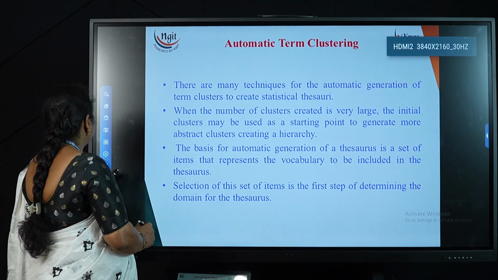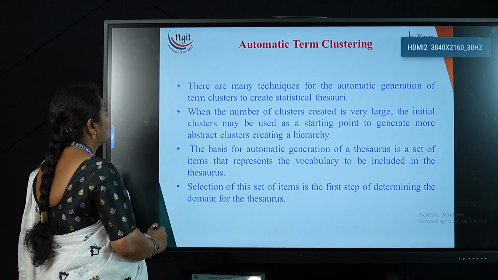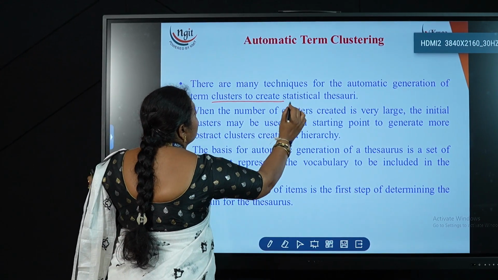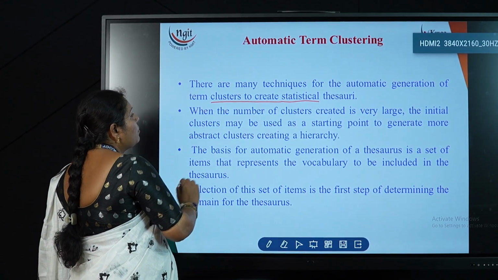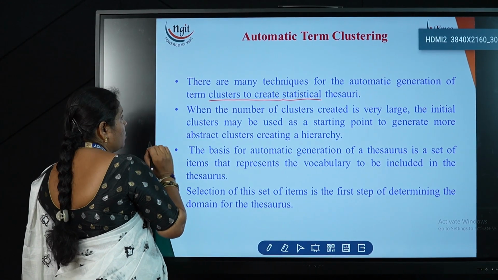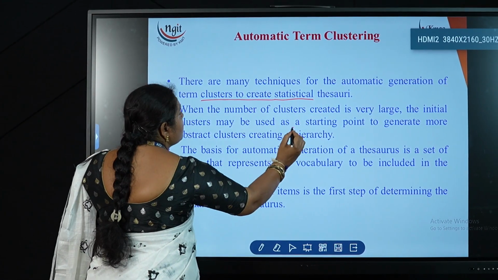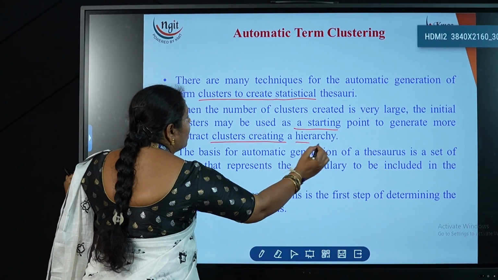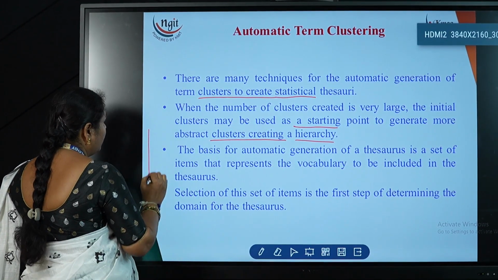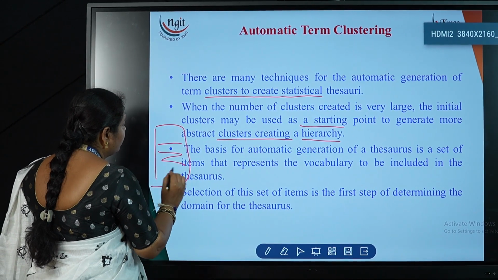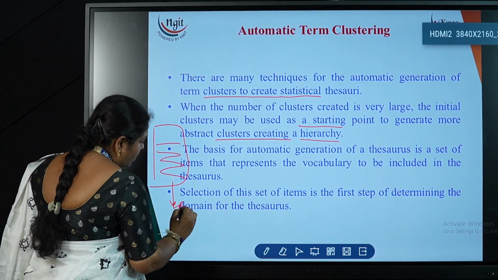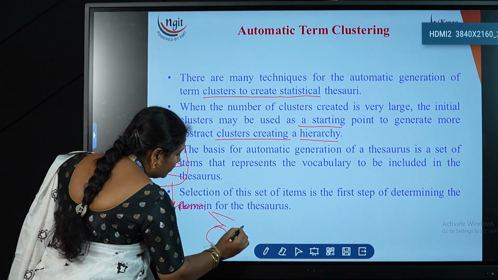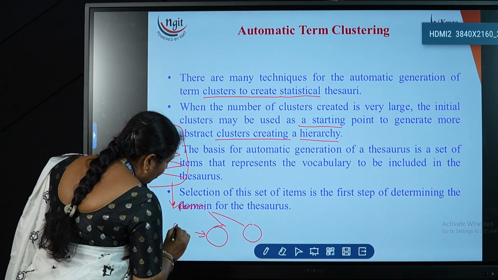So there are other techniques for generating these term clusters, using statistical ones. When the number of clusters created is very large and you don't know the starting point and you want to generate more clusters, you have to go with the hierarchy. Now the complete document is there and you want to form the cluster. Already you have formed 2 clusters, but the thing here is this is overloaded.